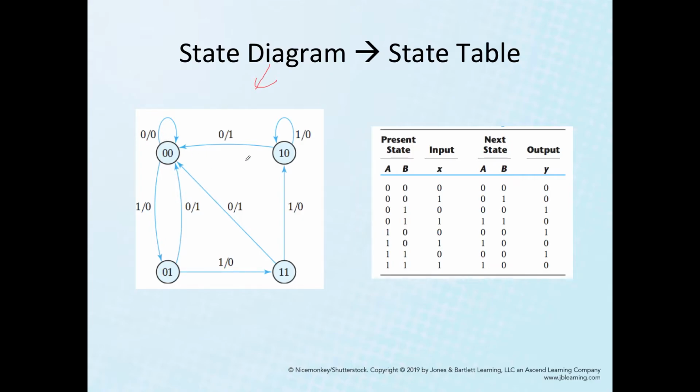First, the circles are states. So we have four circles, so this state diagram has four states. In each state we assign a unique number, of course a binary number. The natural selection is 00, 01, 10, 11. That is given inside the circle. So the problem has four states, and for each state we assign the values 00, 01, 10, and 11.